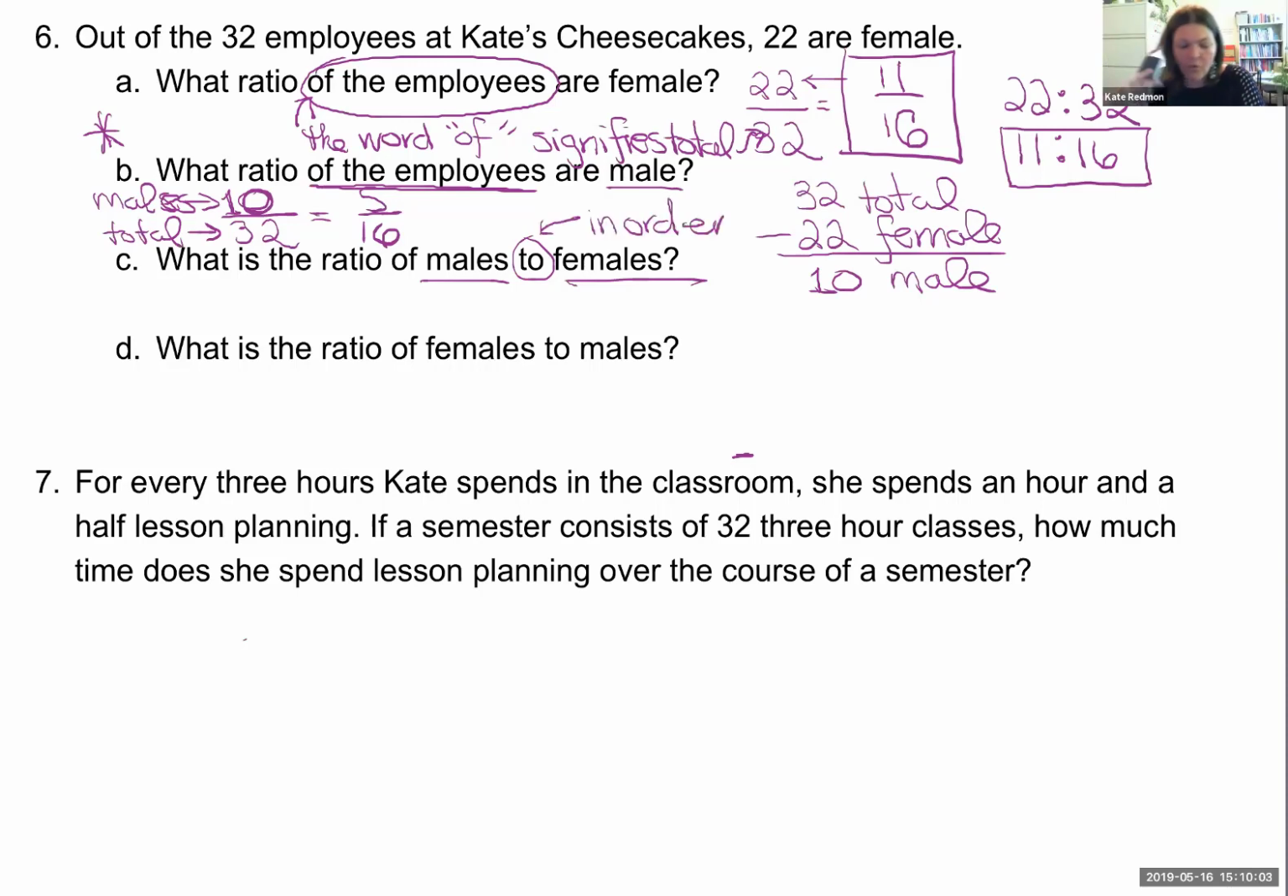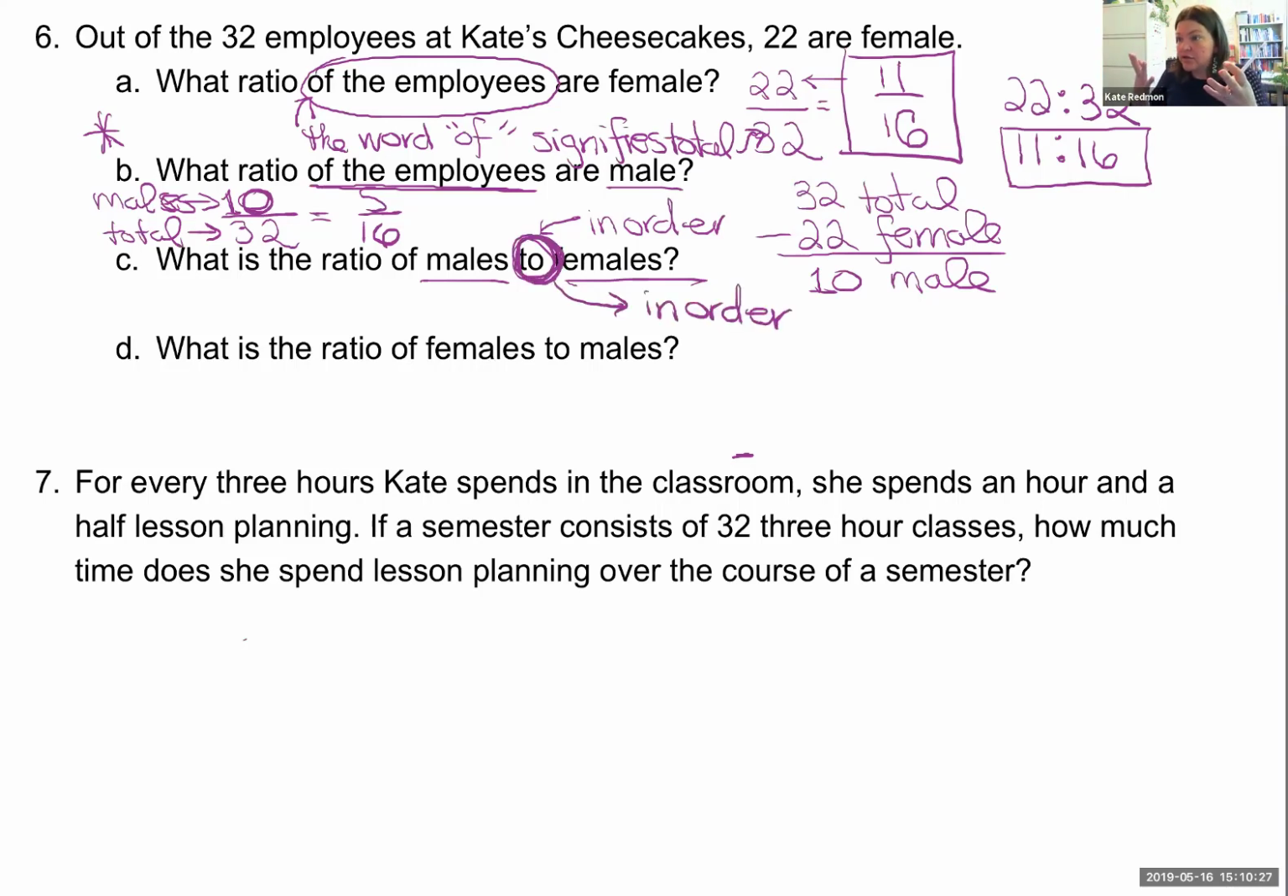It's not saying what ratio of the employees are male. It's not saying what portion of this total are male. It's saying what is the ratio of males to females. So they want you to put the males on top and the females on the bottom. So when it has the "to" language, you're going to want to go in order.